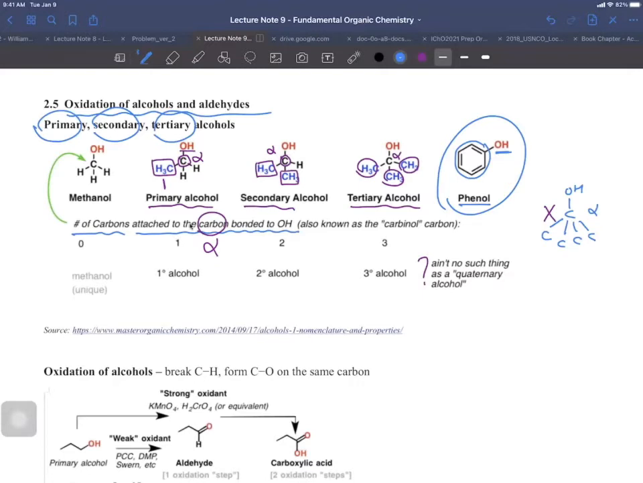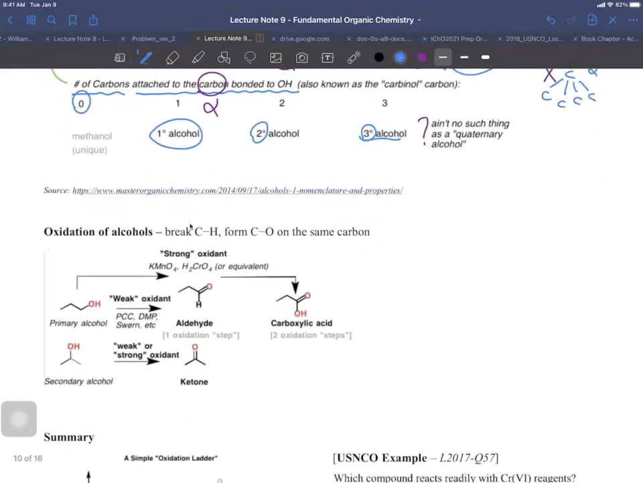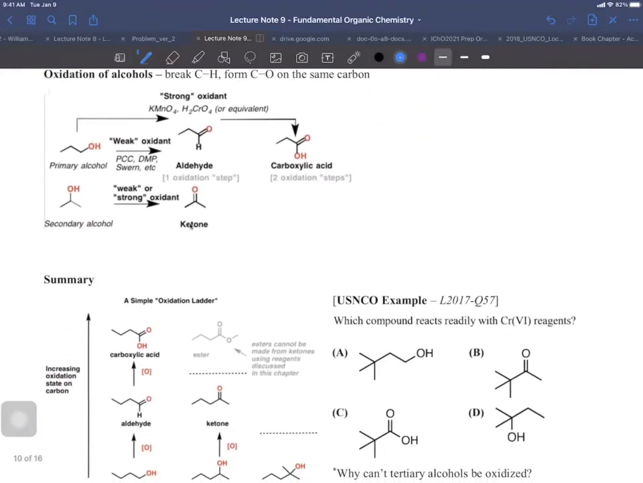You may also see the primary alcohol expressed as 1 degree alcohol, secondary as 2 degree, tertiary as 3 degree, and we also have methanol. The alpha carbon has no carbon attached, so we can call it 0 level of alcohol. And then we can further have a look at the different levels of alcohol.